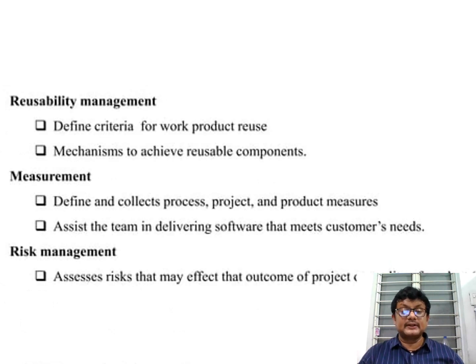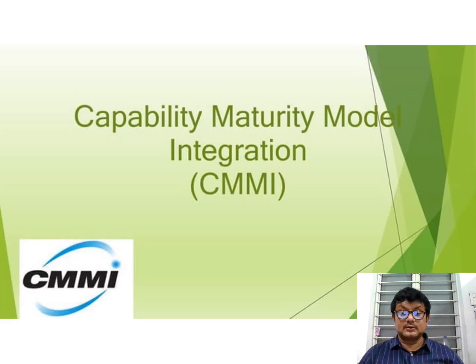Reusability management: define the criteria for work product reuse. Mechanisms to achieve reusable components will be there. Measurement: define and collect process, project and product measures. Assist the team in delivering software that meets the customer's needs. Next, risk management: assesses risks that may affect the outcome of the project. And the last topic in this first unit is capability maturity model integration.